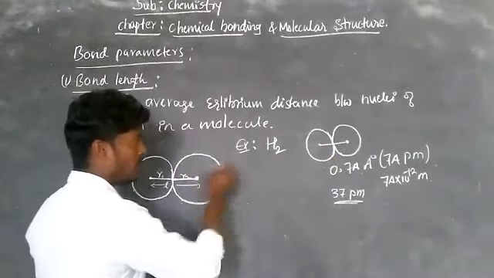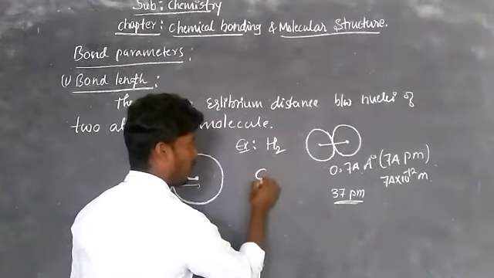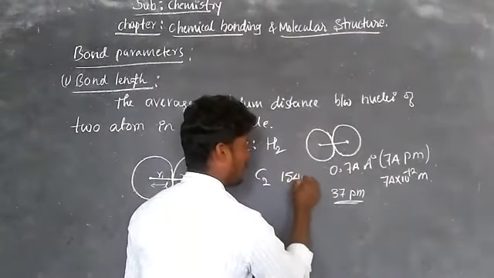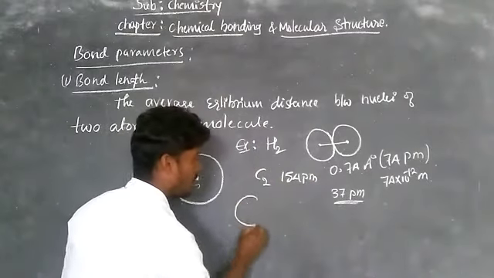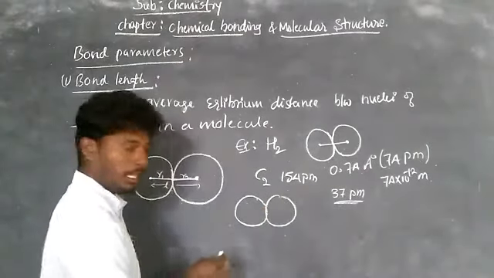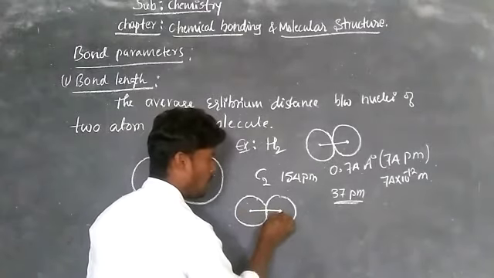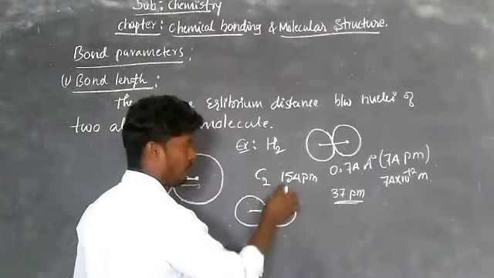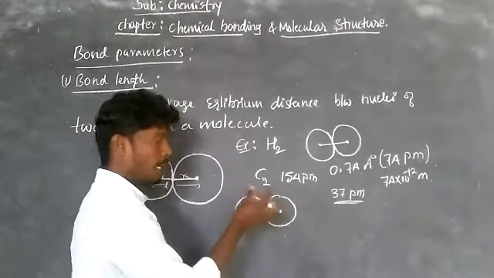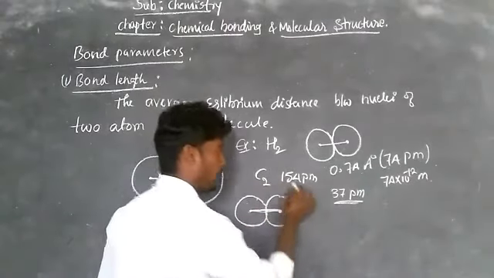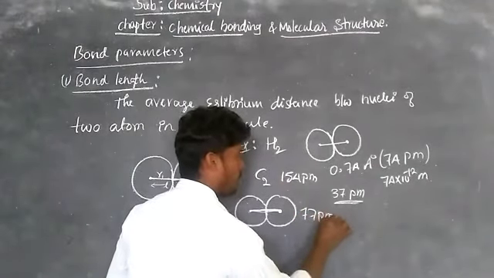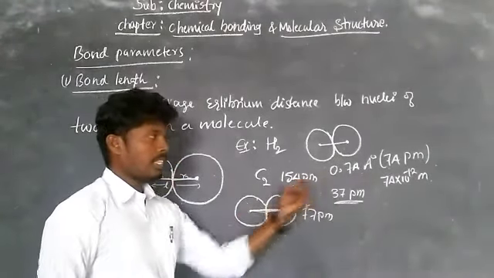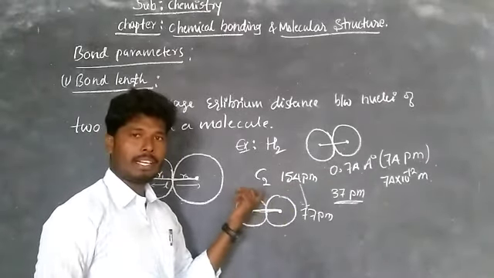Similarly, let's take one more example, carbon C2. In this carbon molecule, the bond length is 154 picometers. If you take two carbon atoms, carbon atom 1 and carbon atom 2, the bond length from the center of the nucleus to the neighboring carbon's center of the nucleus is 154 picometer. Now dividing by 2, we get 77 picometer for one carbon atom. It means this much radius. This is called bond length in homonuclear diatomic molecules.